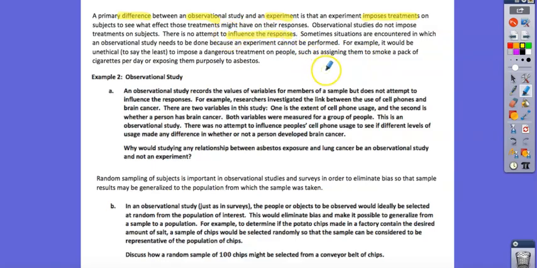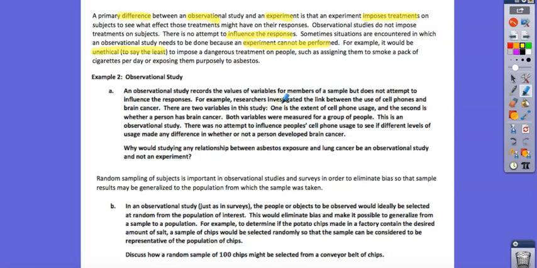Sometimes situations are encountered in which an observational study needs to be done because an experiment cannot be performed. It would be unethical, to say the least, to impose a dangerous treatment on people, such as assigning them to smoke a pack of cigarettes per day or exposing them purposely to asbestos. You can't do that experiment. It would be unethical. Here are some examples they give you.